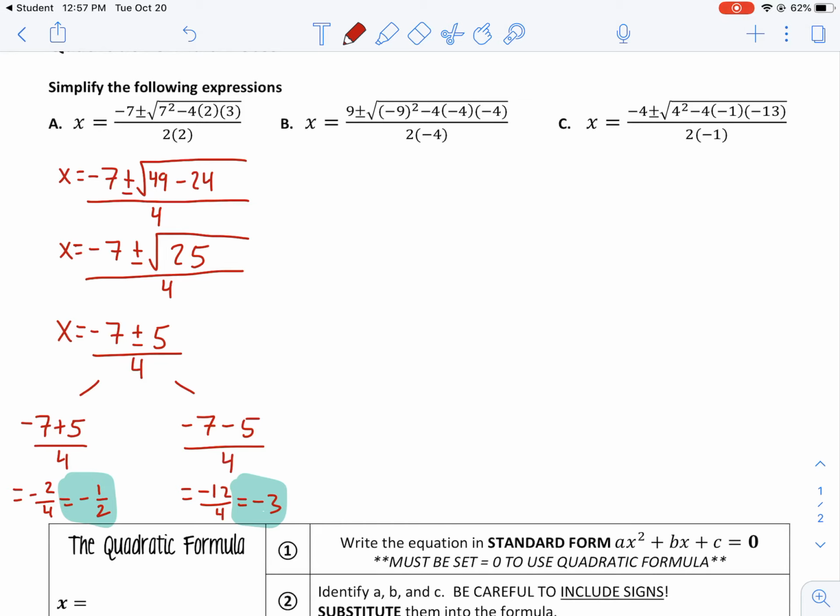I'm not going to do these 2 on the right. You're going to do them basically the exact same way that you just did this one. I encourage you, though, to try them on your own, and then type them into Desmos and see if you got them right.